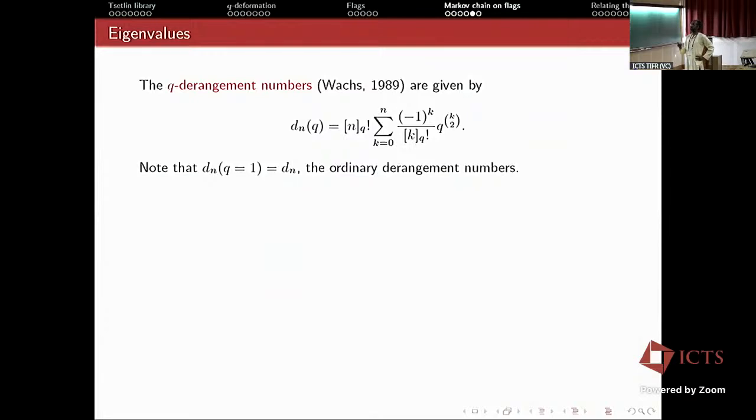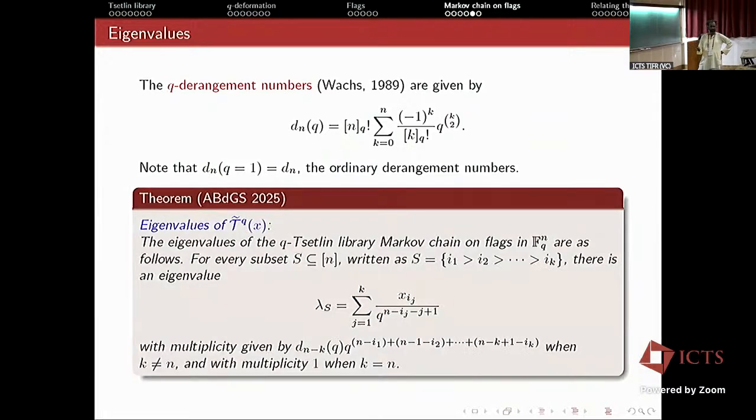And let me tell you about the eigenvalues. Mercifully for us, someone had already worked out a q analog of the derangement numbers. Actually, there are multiple. The one that's relevant to us is this one by Michel Vaux, again coming from finite field geometry. So if you set q equal to 1, you get the usual derangement numbers. So the eigenvalues again have the same form.